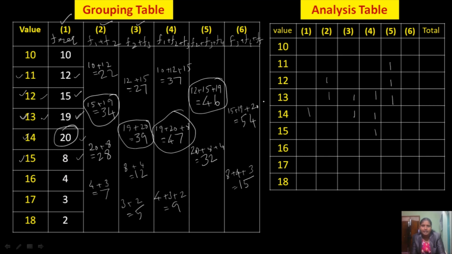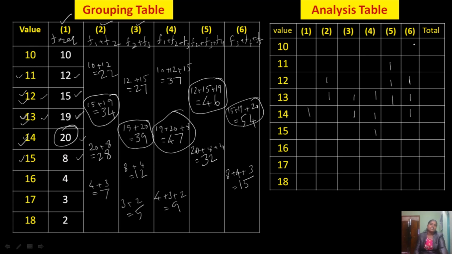Now under column 6, 54 is the highest value. This is obtained by adding 15, 19 and 20. This corresponds to 12, 13 and 14. So I just put 1 against 12, 13 and 14 under column 6 in the analysis table.